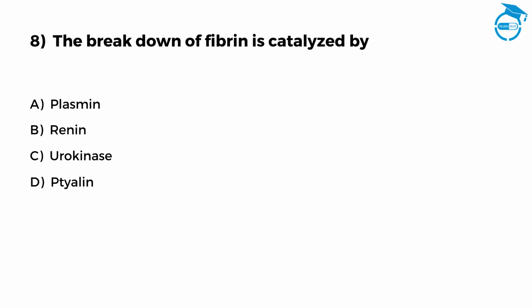The breakdown of fibrin is catalyzed by: Option A, plasmin. Option B, renin. Option C, urokinase. Option D, ptyalin. Your time starts now. I hope you could find the right one. Only 7 seconds left. Post your answer in comments.